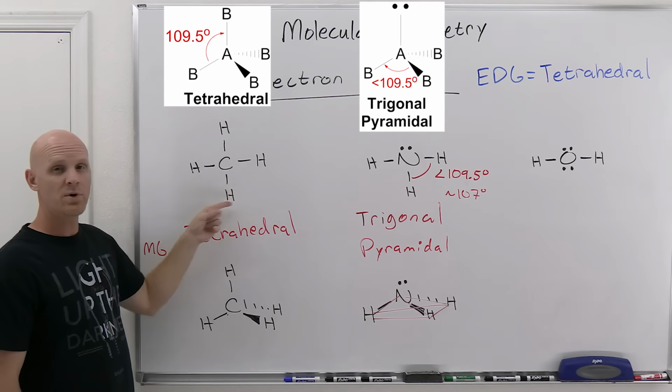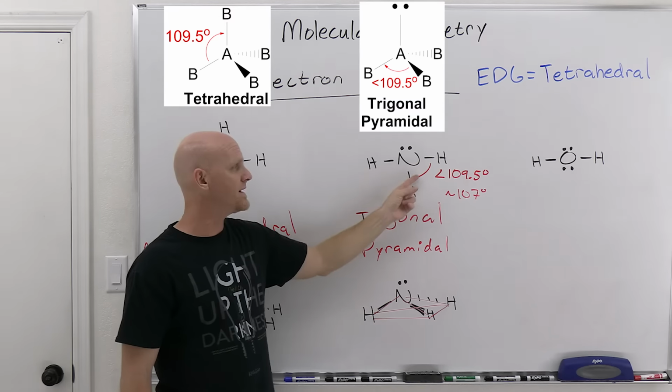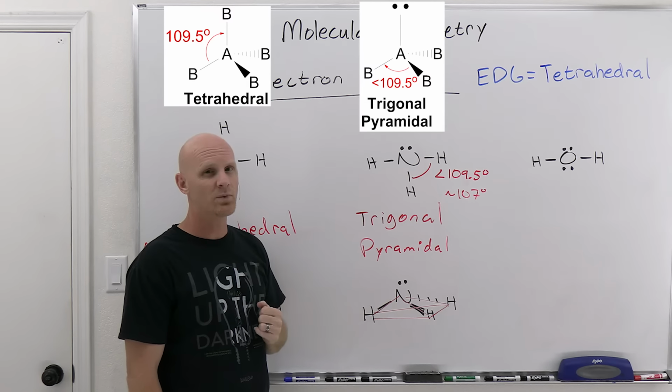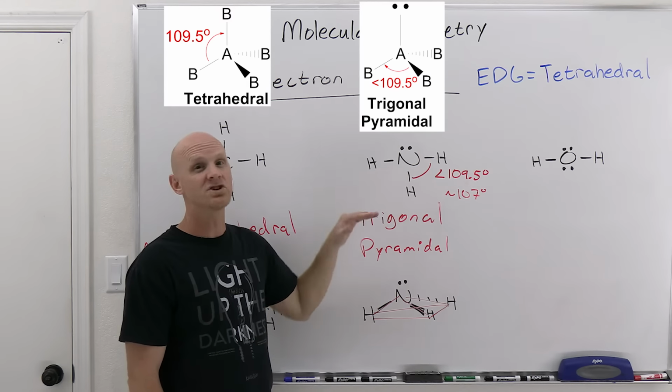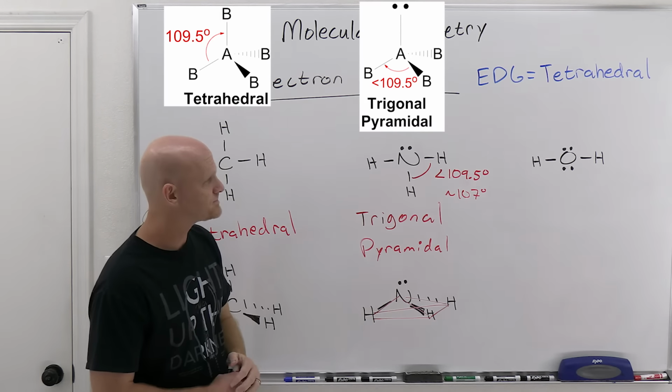They're exactly 109.5 here in CH4, but here the bond angles are just slightly less than 109.5. And again, you're not on the hook for knowing it's 107. You're on the hook for knowing it's just slightly less than 109.5.